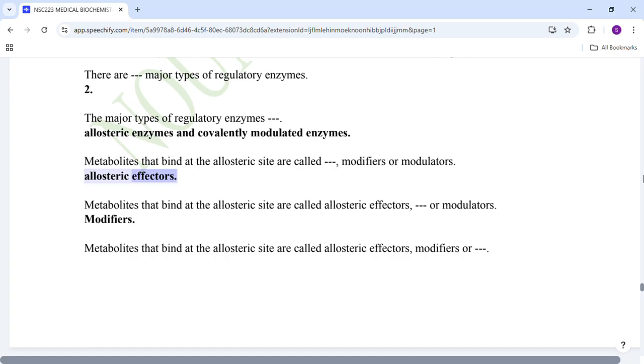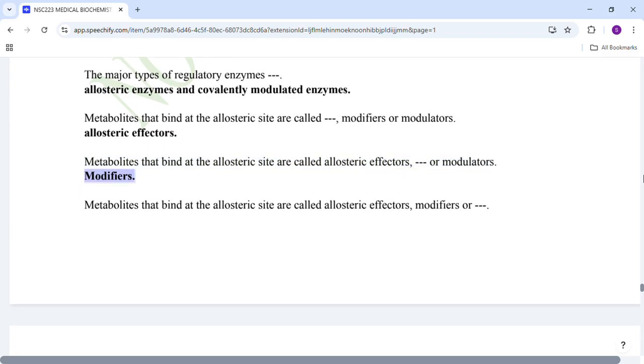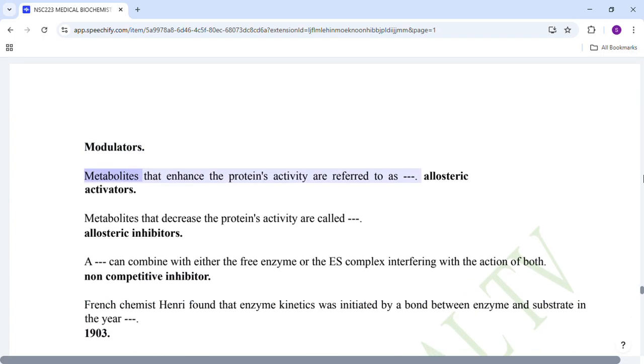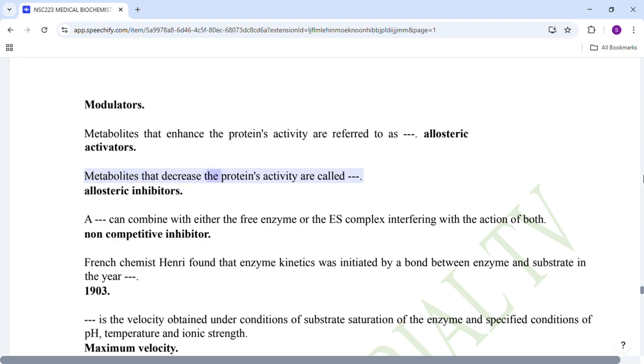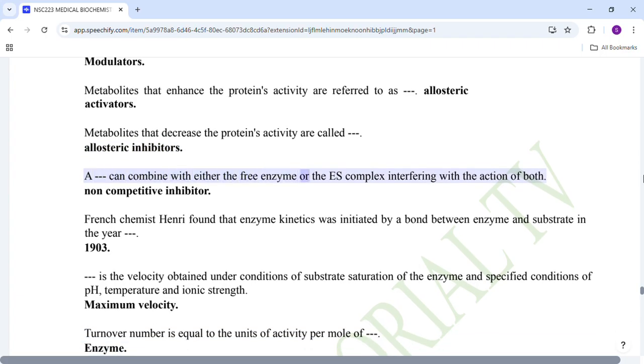Allosteric effectors. Metabolites that bind at the allosteric site are called allosteric effectors, modifiers, or modulators. Metabolites that enhance the protein's activity are referred to as allosteric activators. Metabolites that decrease the protein's activity are called allosteric inhibitors. A can combine with either the free enzyme or the ES complex, interfering with the action of both.